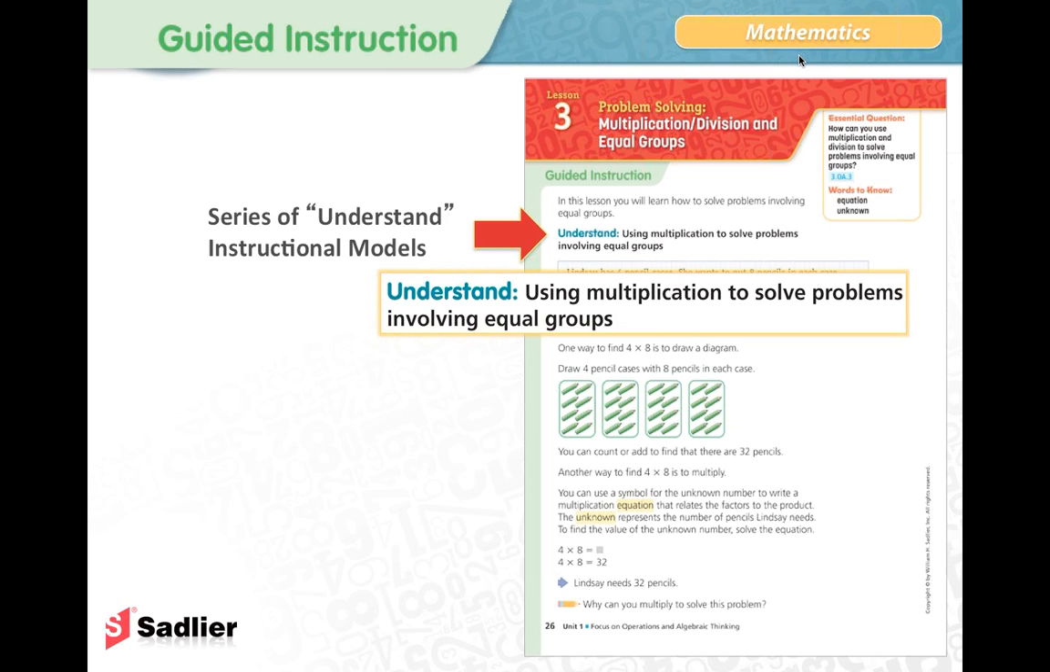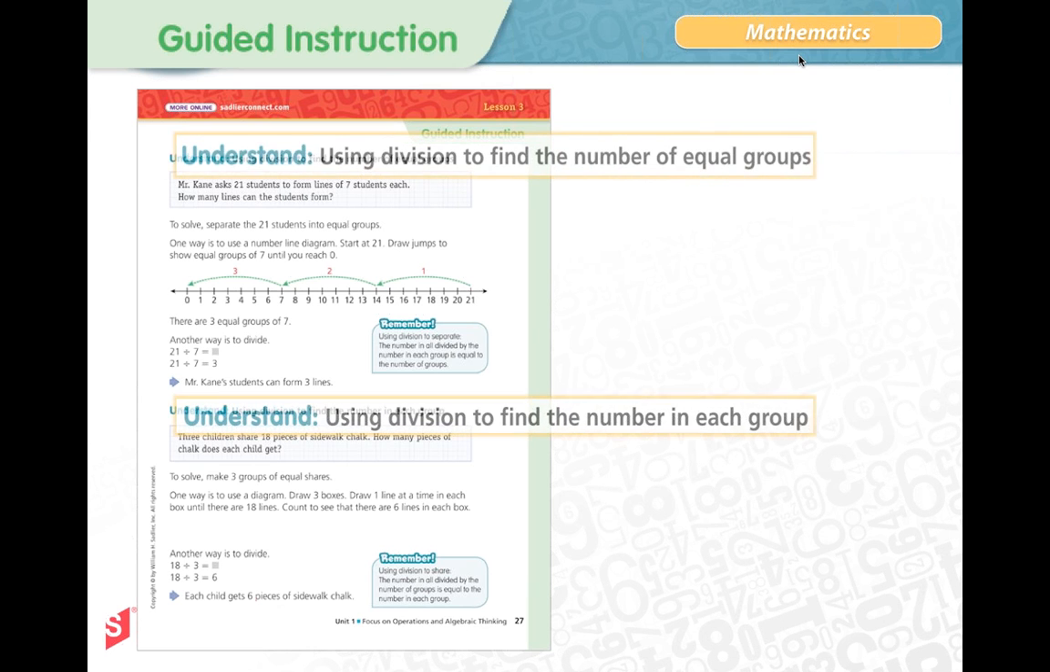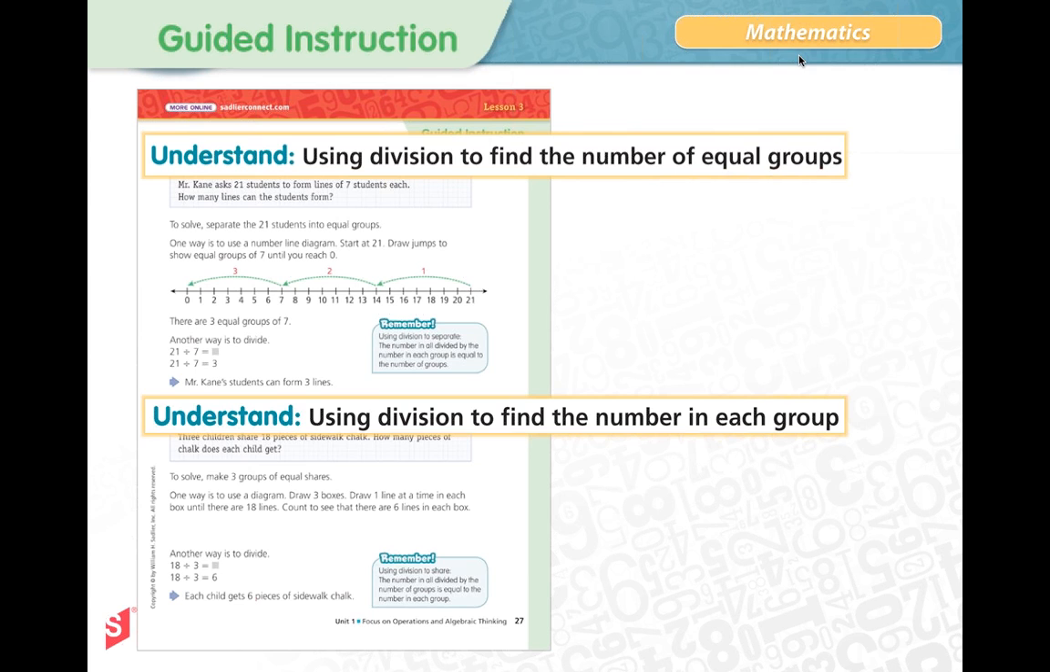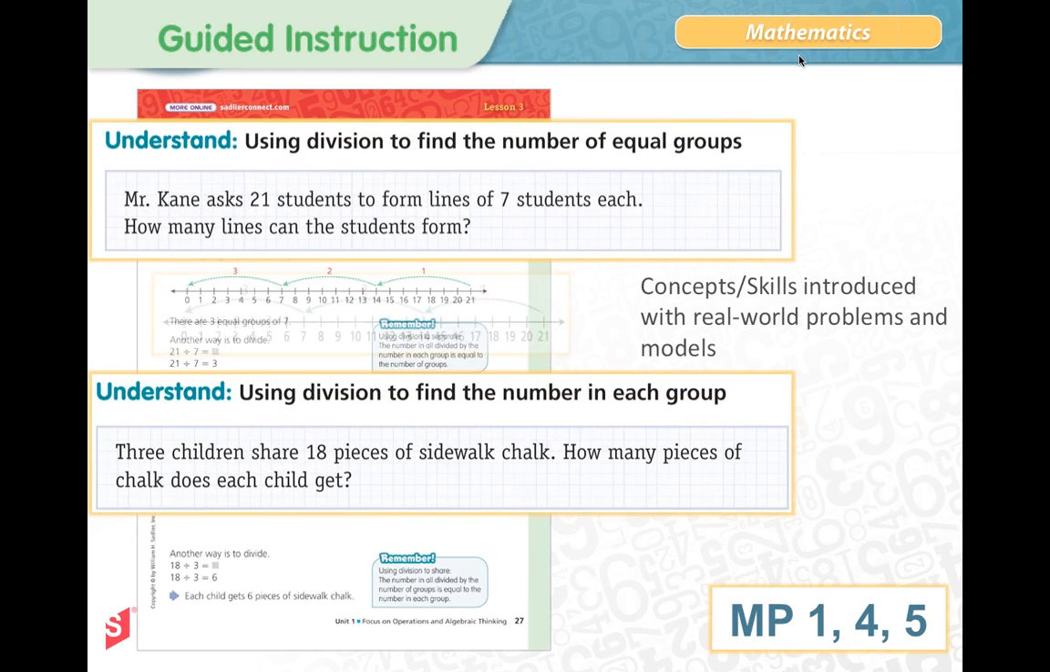Here, the first Understand presentation talks about equal groups as multiplication. The second and third Understand presentations of the lesson focus on using division to find the number of equal groups, and then to find the number in each group. Again, we break the Common Core state standard into manageable, teachable Understand presentations.